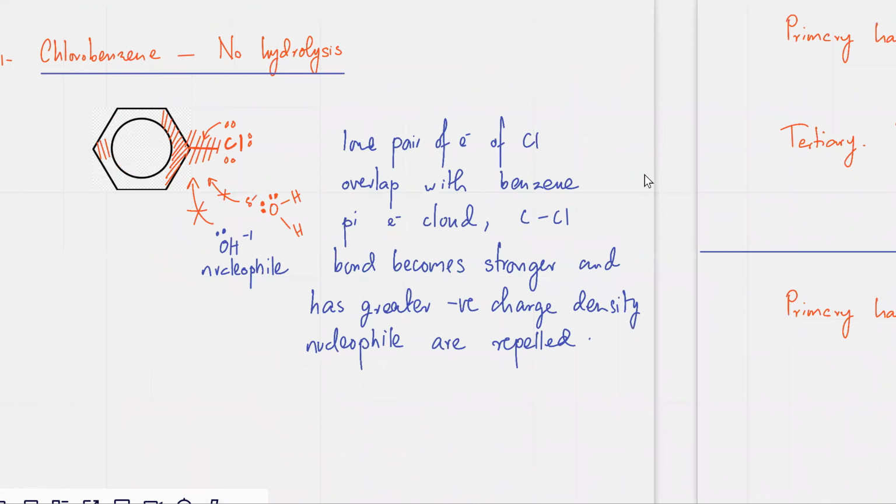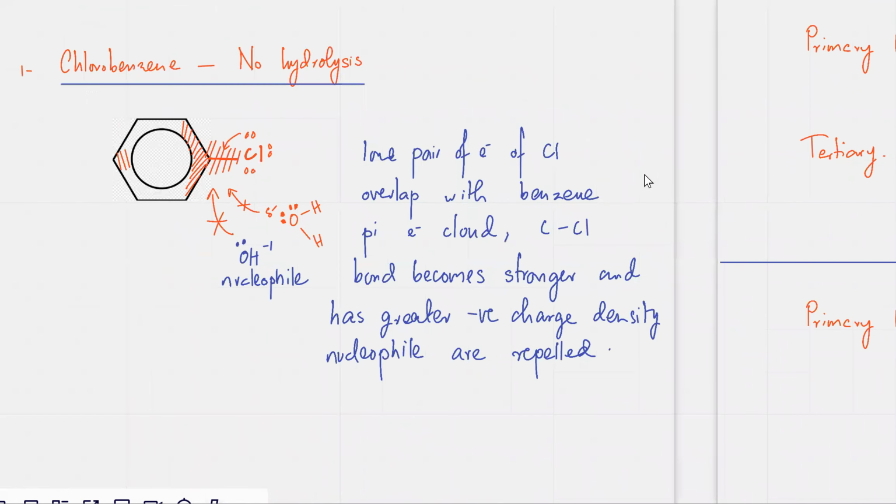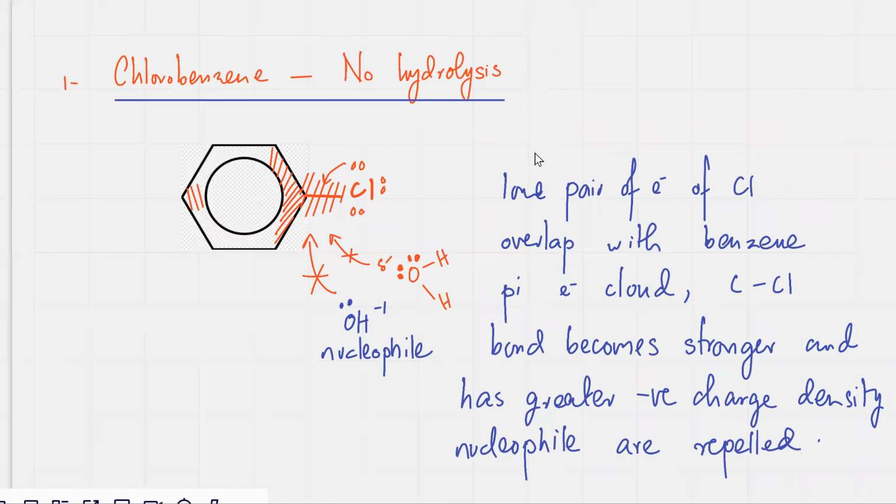They don't have a hydrolysis. There's no reaction with water. And the reason is that there's lots of electrons. It's got the benzene pi electron cloud, plus the lone pairs on chlorine overlap with the carbon and the benzene pi electron cloud. So there's a lot of electron density over here, which is why any nucleophile, whether it's OH minus 1 or water, the lone pairs of water or the OH minus 1 lone pairs, are not even going to come close to it.